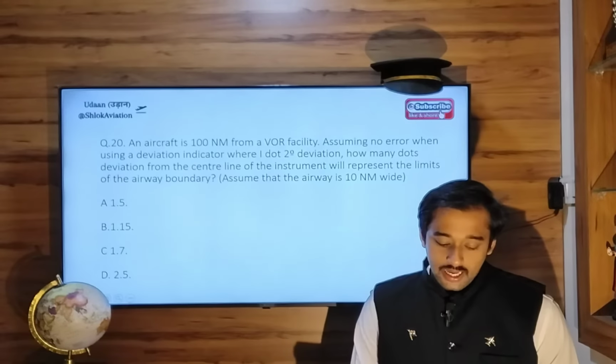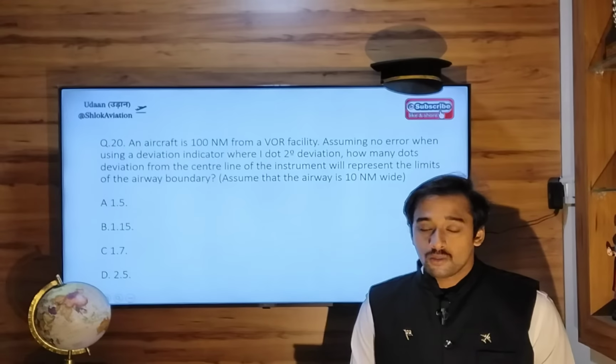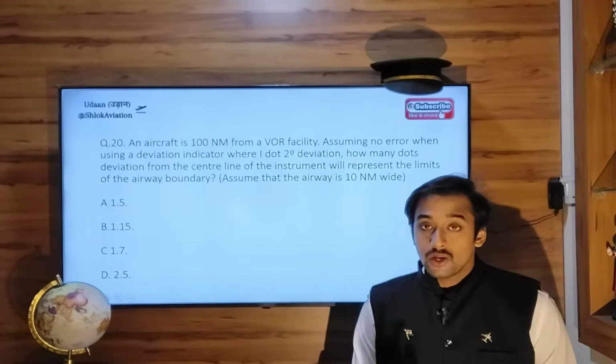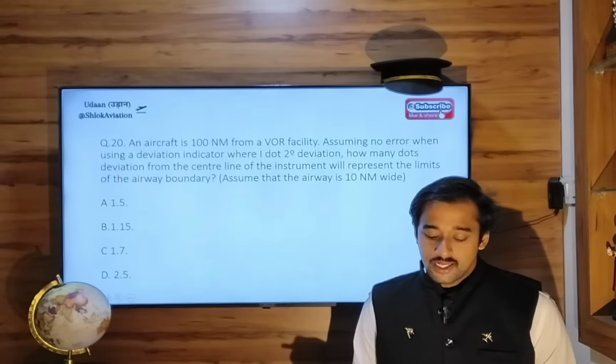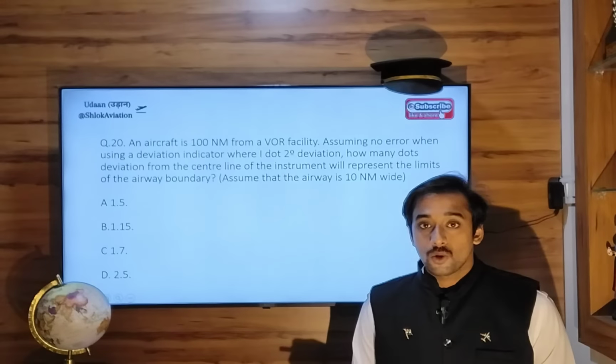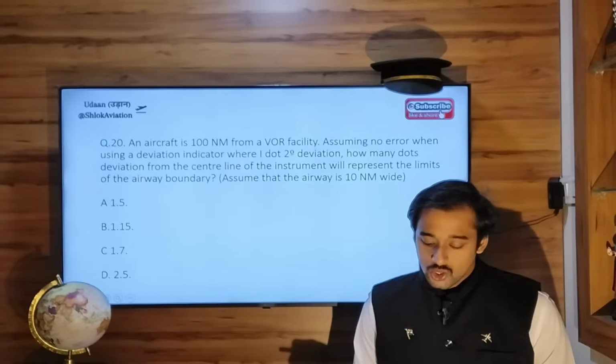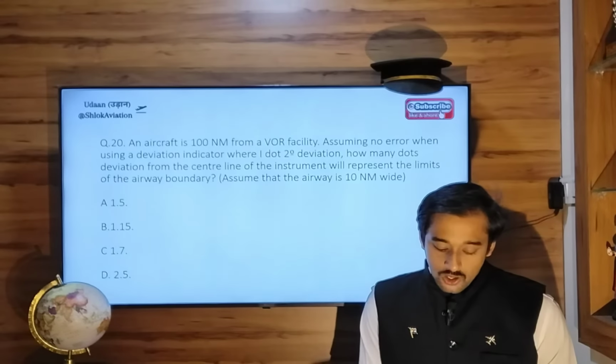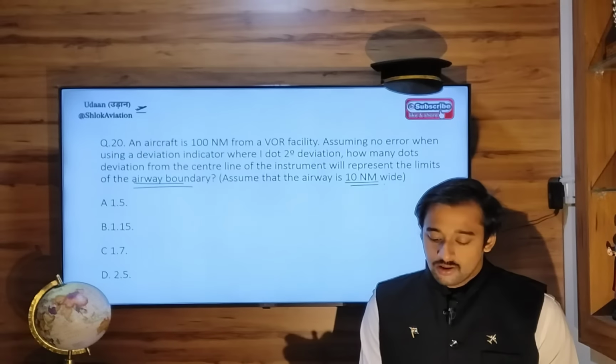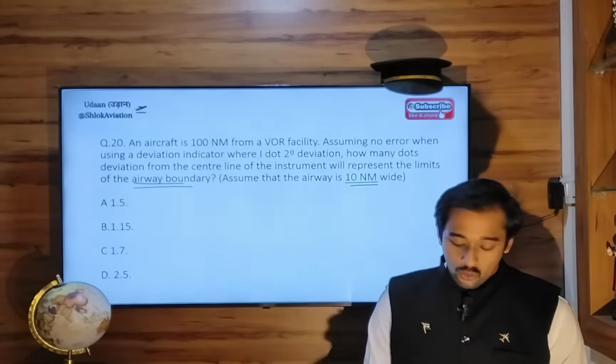Next, question 20. Aircraft is 100 nautical miles from a VOR. Assuming no error when using a deviation indicator, one dot is equal to angular difference of 2 degrees. How many dots deviation from the center line of the instrument will represent the limits of the airway boundary? Now the airway is 10 nautical mile wide.